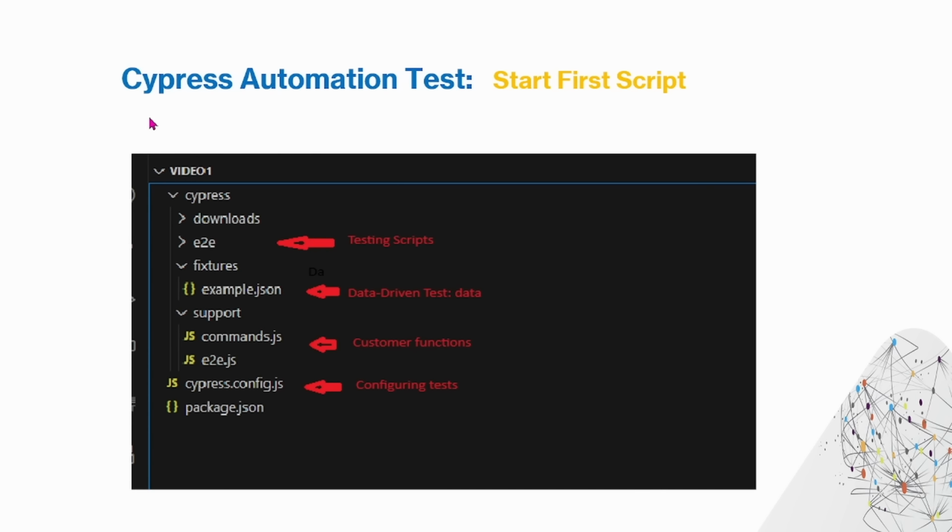From the previous video, after setting up your Cypress project, this is what the folder structure looks like in our project. We have several different folders that I want to bring to your attention. The first folder is E2E, and this is the folder that you'll be putting all your testing scripts in. Later in this video, we'll be putting all our user test scripts within this folder.